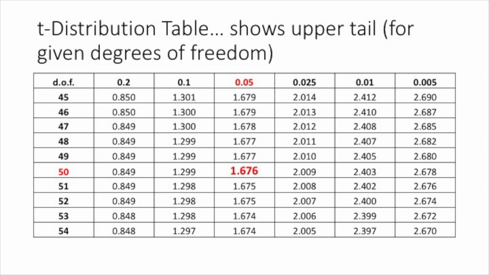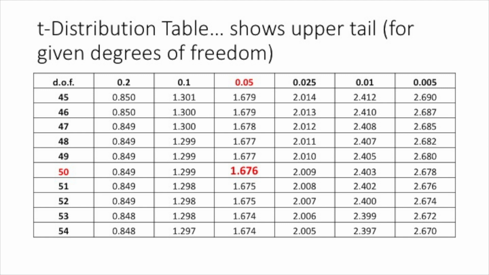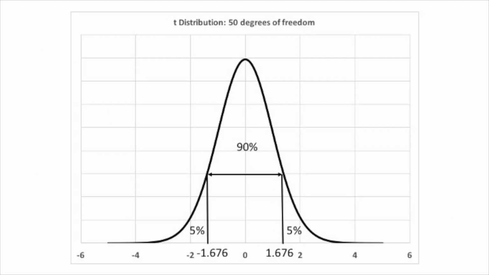So here's your trusty t-distribution table. Of course, it shows the upper tail for a given degrees of freedom. In the first column, we have degrees of freedom. You see 45, 46, etc. You want to go down to 50 degrees of freedom because you have a sample size of 51. Because you're doing a 90% confidence interval, your alpha is 10%. Divide alpha by 2, you get 5%. So you're looking for the 5% in the upper tail. And we see here that the t-statistic that corresponds with the 5% in the tails with 50 degrees of freedom is 1.676.